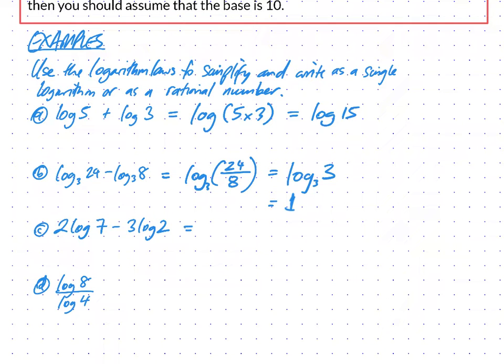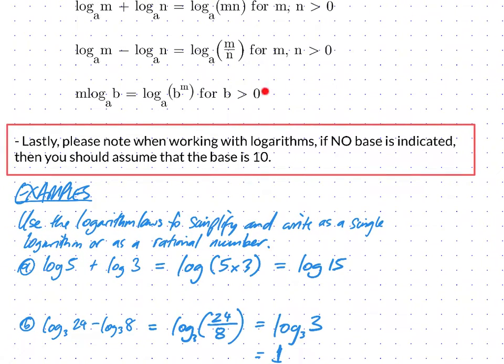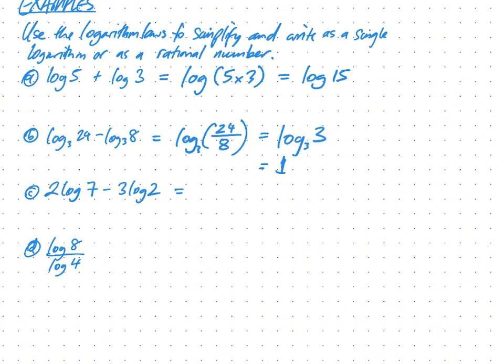Next we have 2 log 7, take 3 log 2, no base written. Because we're just simplifying, it doesn't really apply. We're not trying to find the answer here. So this is an application of the bottom law. That m becomes a power of the number of interest there. So it's going to be log 7 squared, take log 2 to the power of 3. That's equivalent to log 49, take log 8.